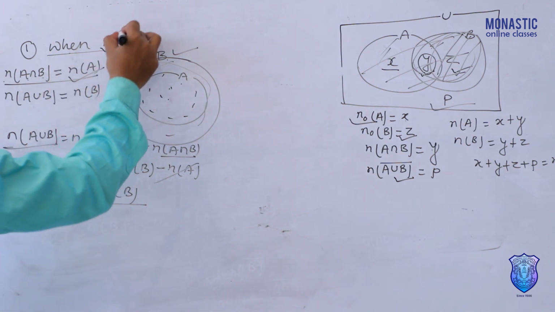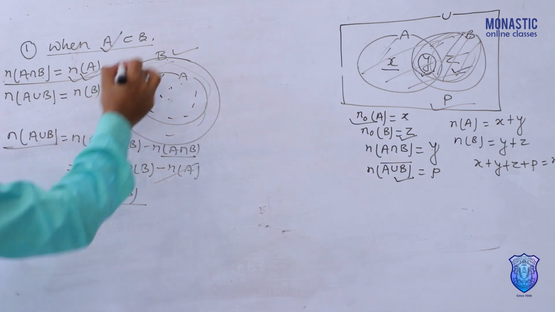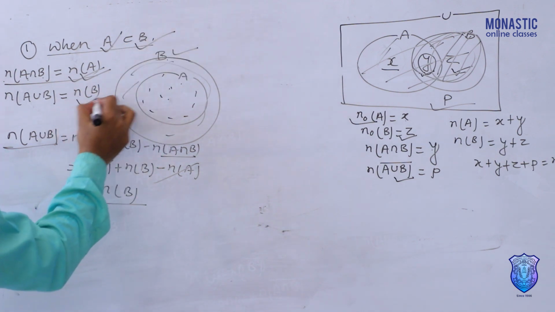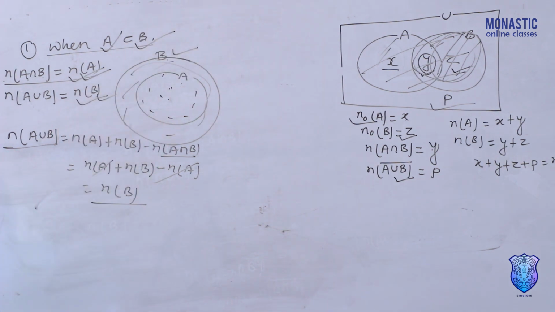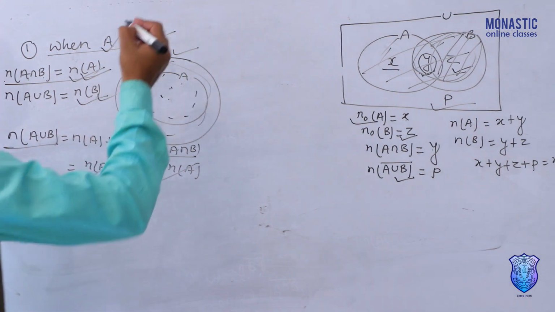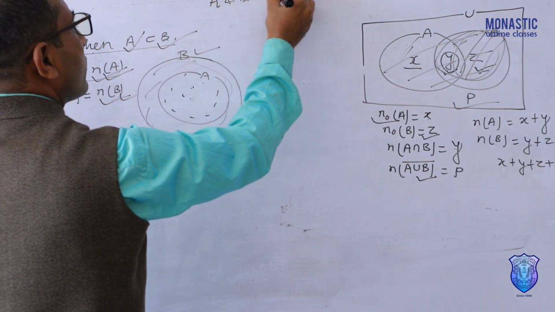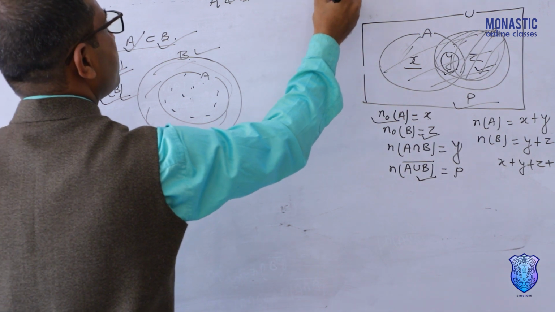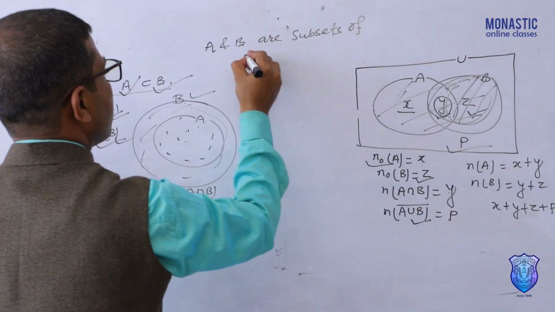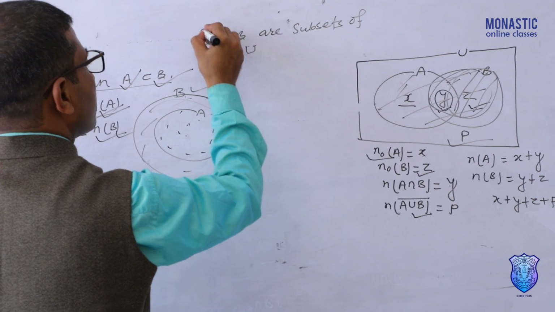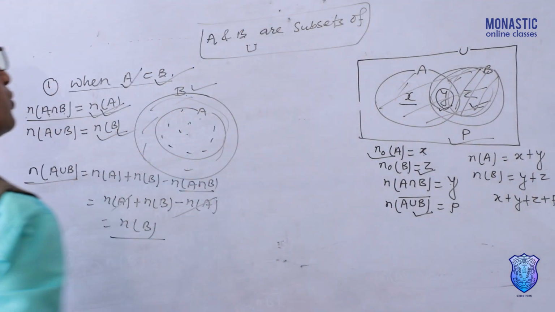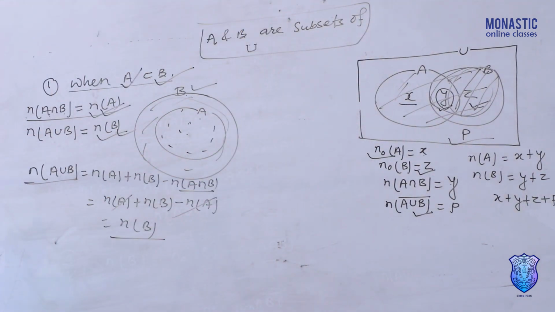That is, the subset gives the intersection, and the superset gives the union for us. These are the formulas for when A and B are subsets of the universal set. Only two sets are subsets of the universal set.